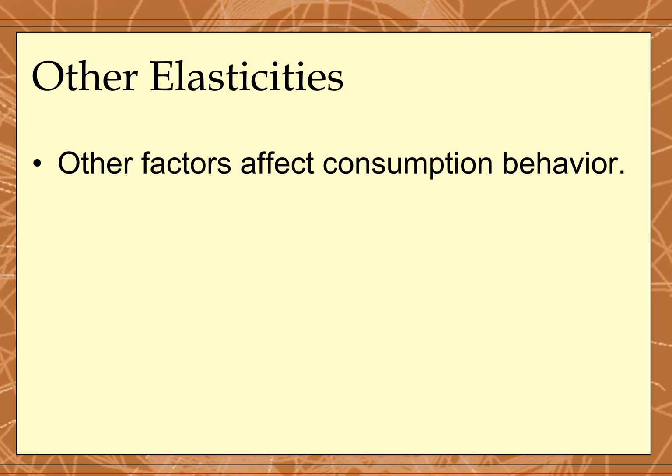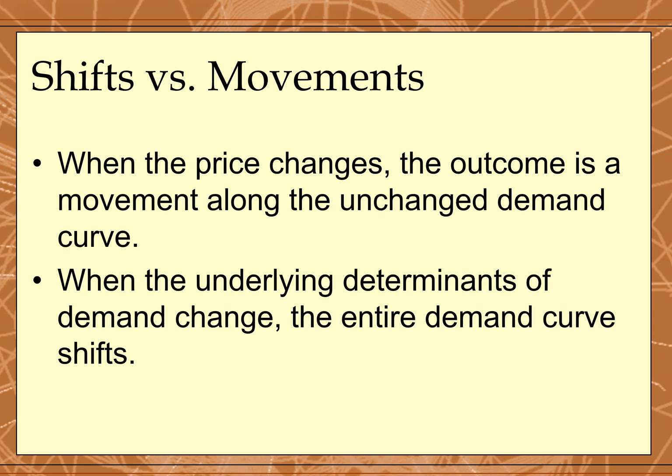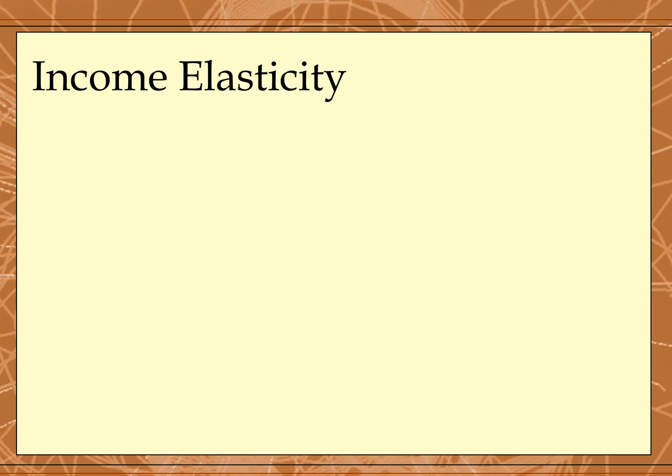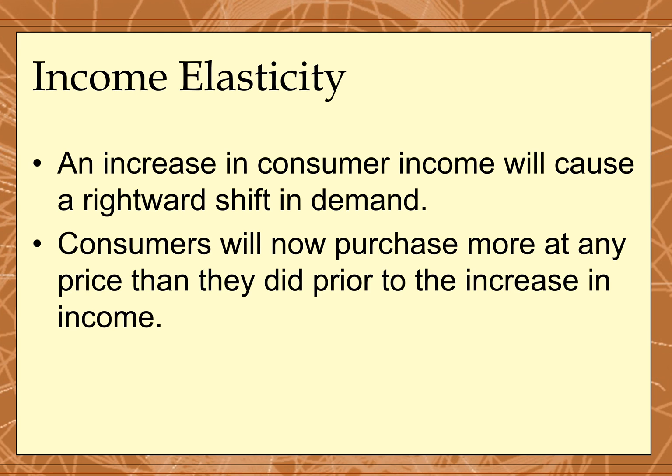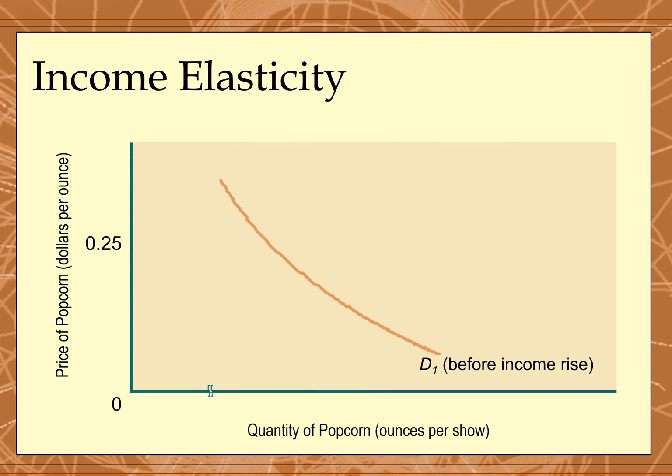Now, aside from price elasticity, remember, for every determinant of demand, there is an elasticity. So what about income? Income is a determinant of demand. Well, guess what? There's an income elasticity. If consumers' income changes, how will demand react? Well, a lot of it depends upon if it's a normal good or inferior good. For normal goods, when income increases, demand increases. The question is by how much?